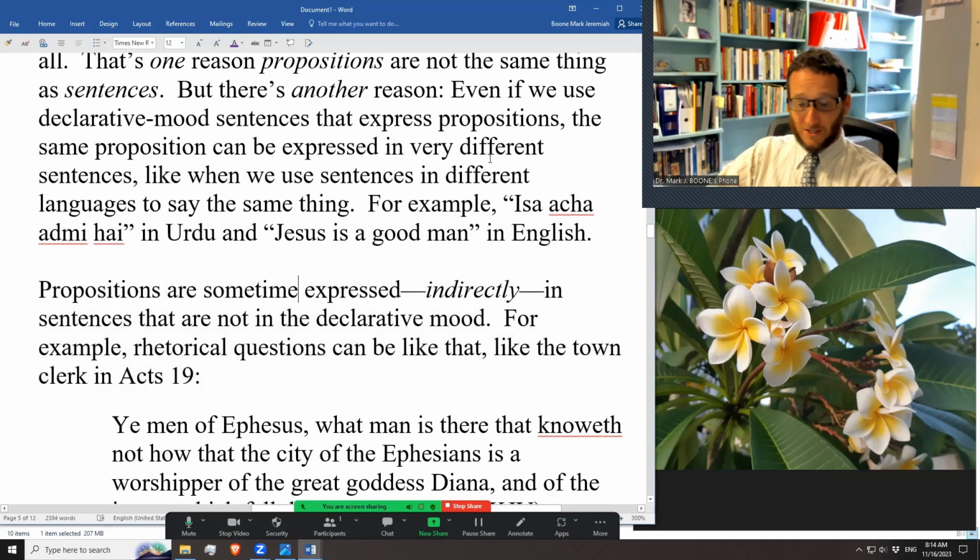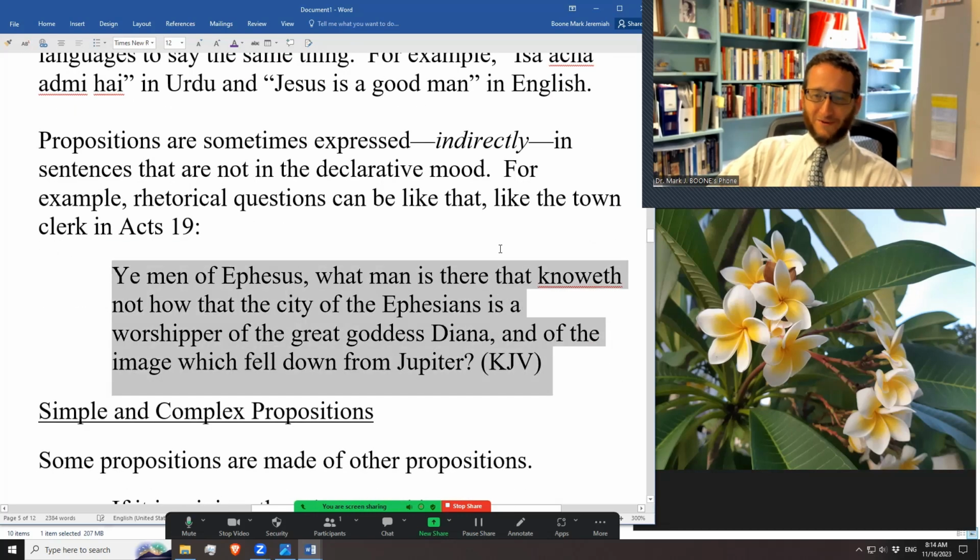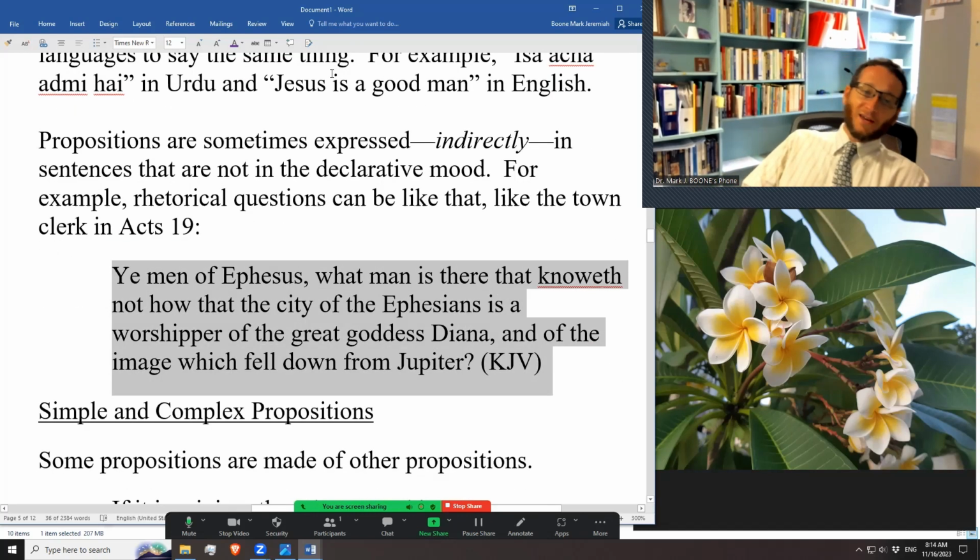Propositions are sometimes expressed indirectly in sentences that are not in the declarative mood. Rhetorical questions. Oh, and here's a better example, not Lisa Simpson, but Paul in Acts 19. Ye men of Ephesus, what man is there that knoweth not how that the city of Ephesians is a worshiper of the great goddess Diana and of the image which fell down from Jupiter? Oh my gosh. Okay, I'm using public domain translations here.